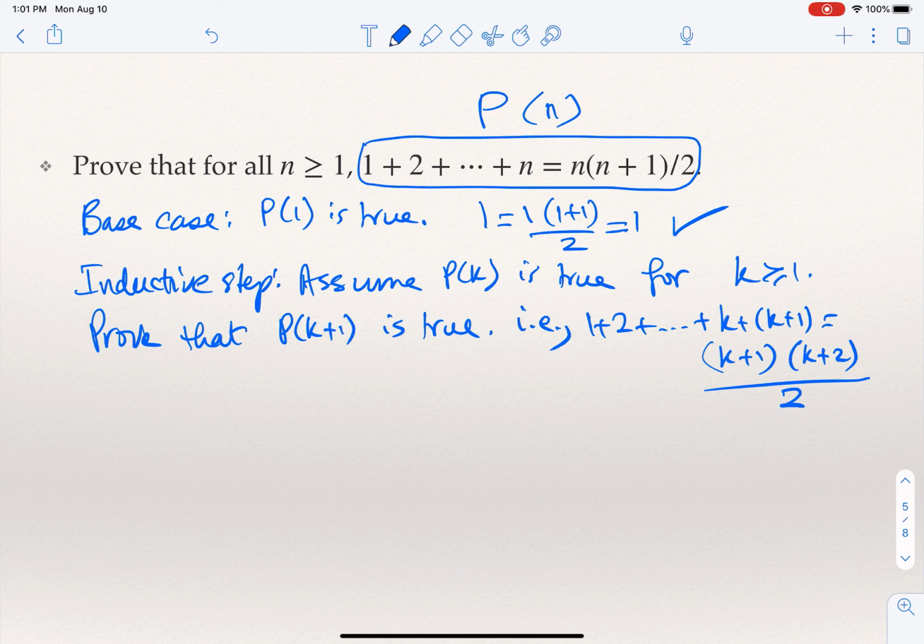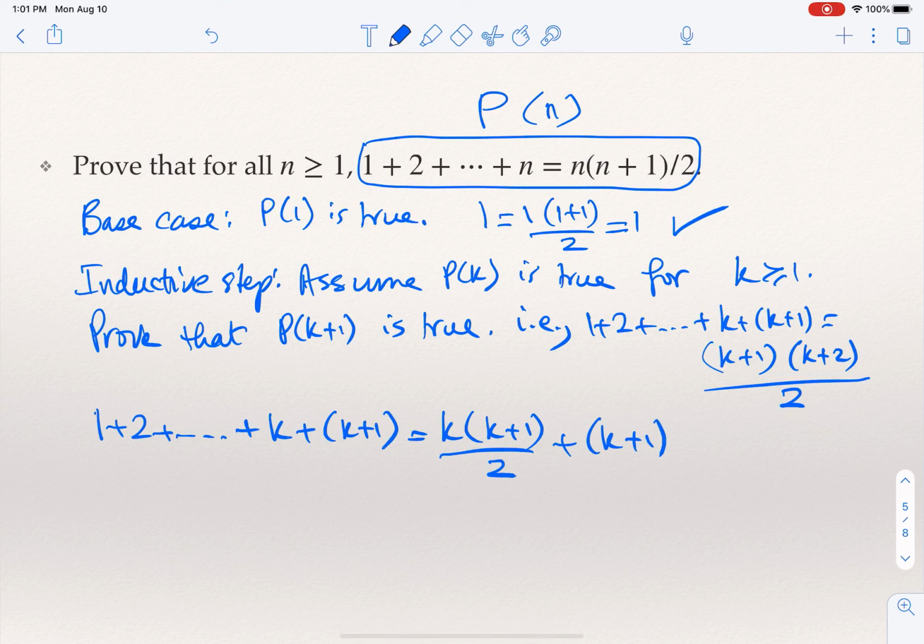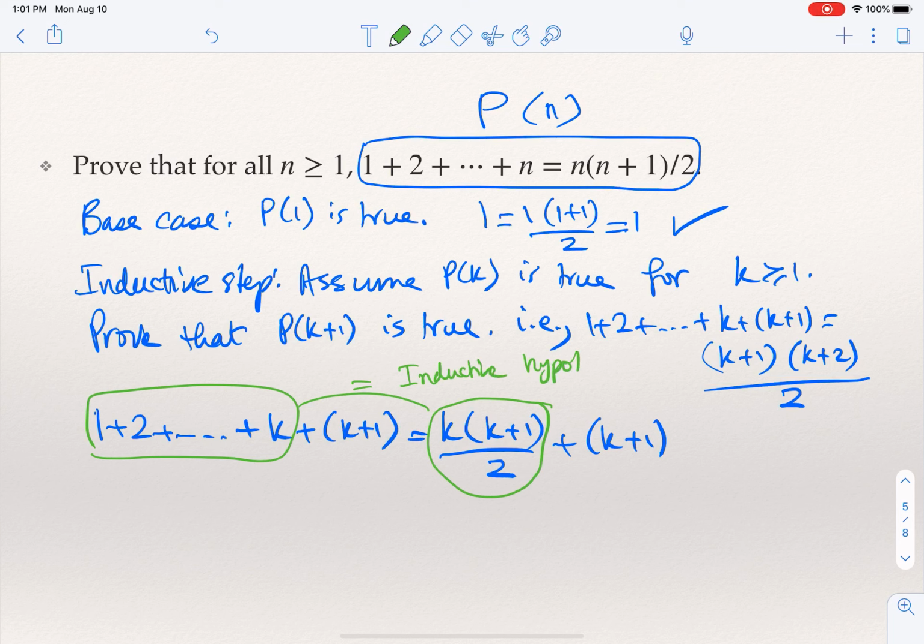Okay, so let's look at this equality. Is this true? The answer is yes, it is, because for the sum of the numbers 1 through k plus 1, I can say that this equals k times k plus 1 over 2 plus k plus 1. Where did this come from? This came from the fact that the sum of the numbers from 1 to k equals k times k plus 1 over 2. Where did this come from? From the inductive hypothesis, which says P of k is true.